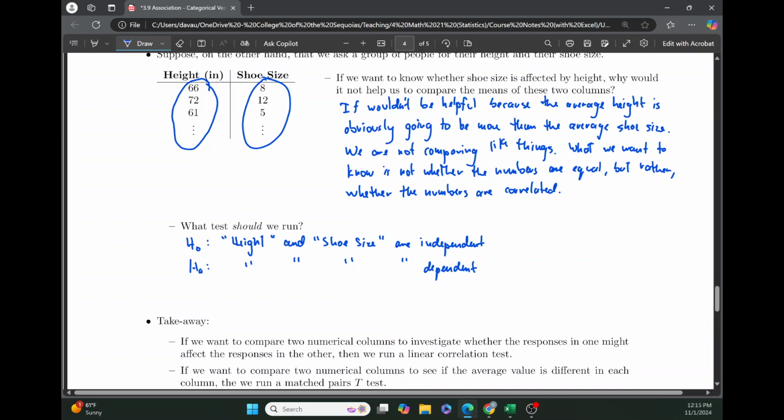Now in this case, since height and shoe size are both numerical variables, the way that we run that test is by doing a test on the correlation coefficient, right? We would be testing to see if rho equals 0 or if rho is not equal to 0. Okay, so we'd be running a linear correlation test, right?